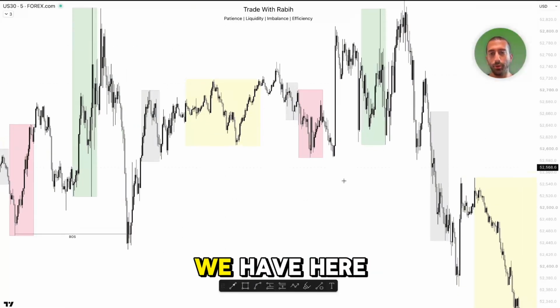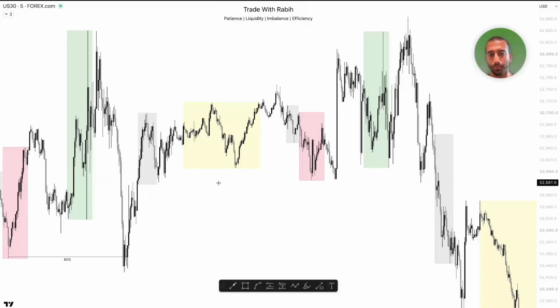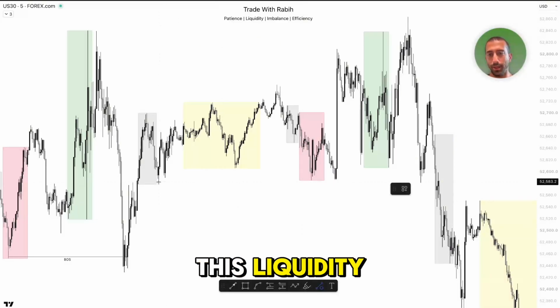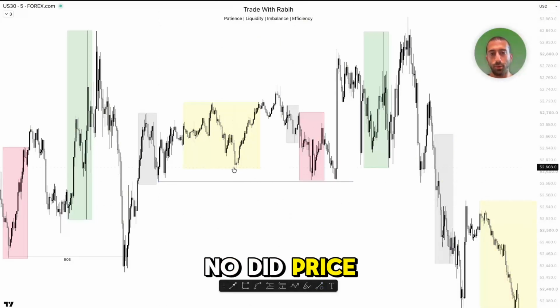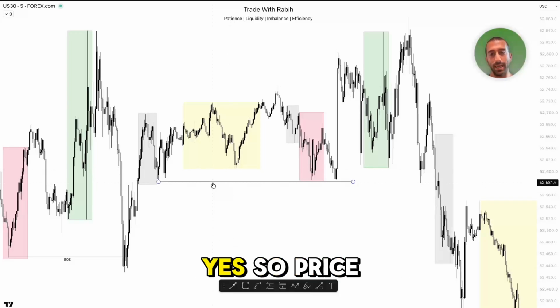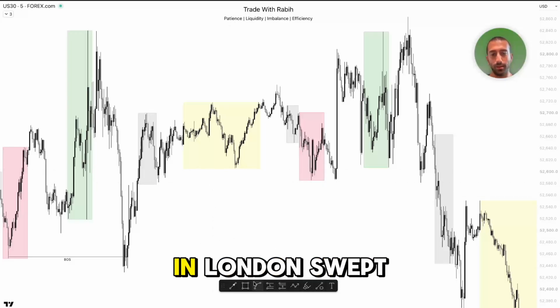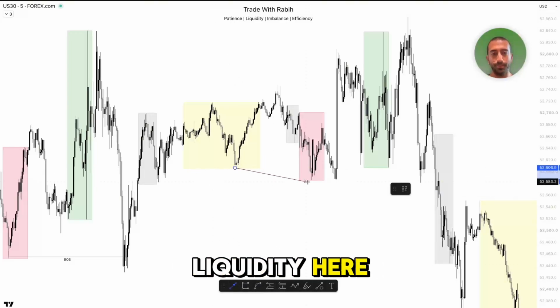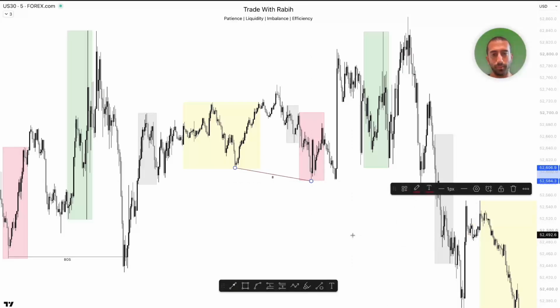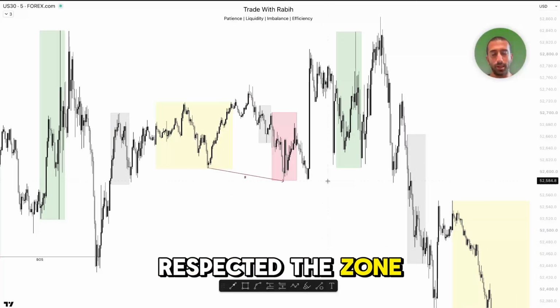Next, what do we have here? Did price take this liquidity? No. Did price take this liquidity though? Yes. So price in London swept liquidity here, respected this zone. It did not break it.